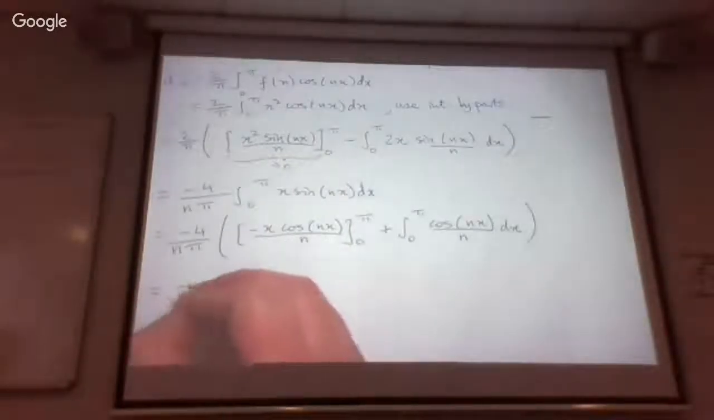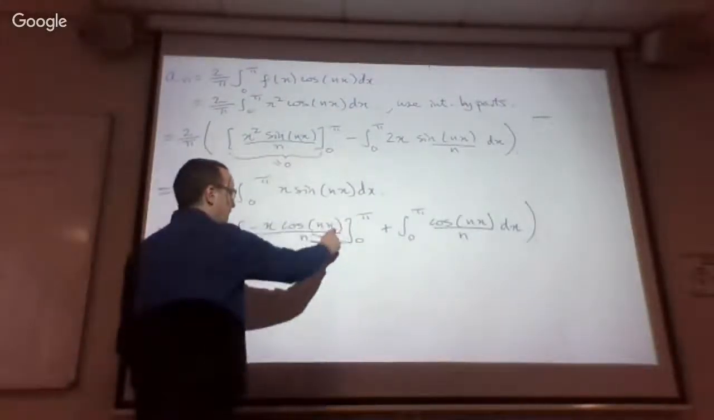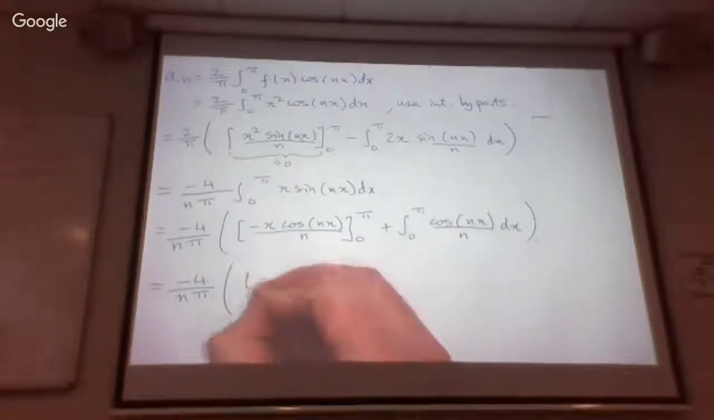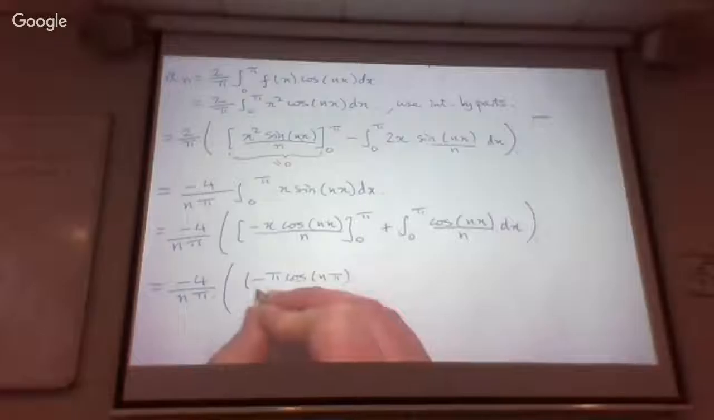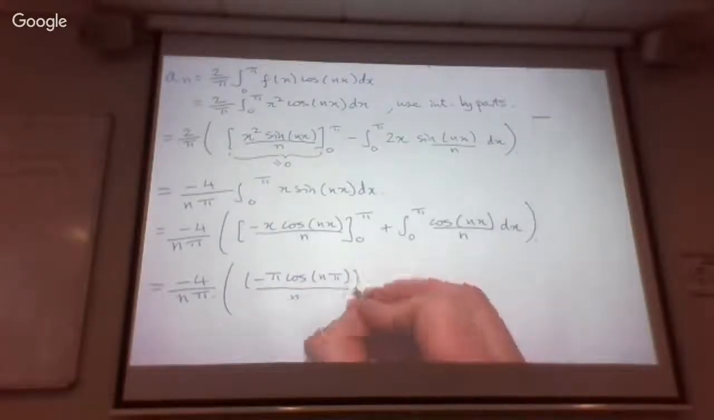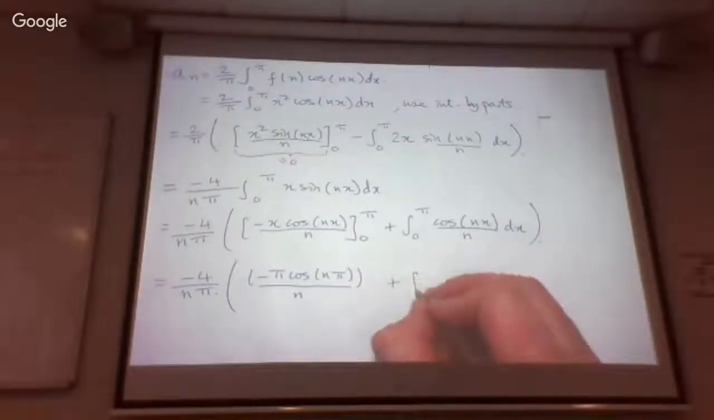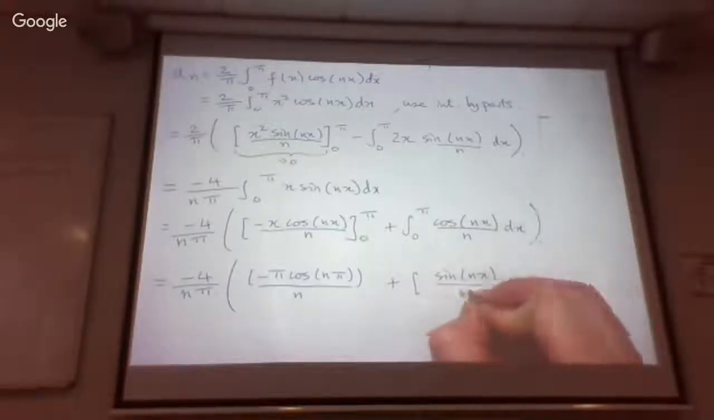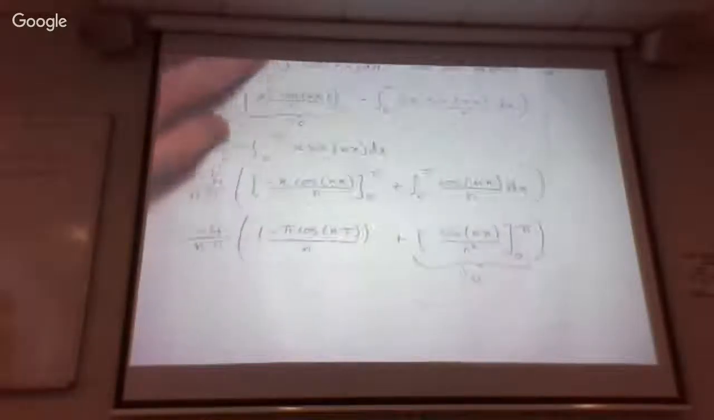Okay, what's happening here? Minus 4 over n pi. When you evaluate this at pi, so pi is going in for x, you're going to get minus pi cosine of n pi all over n. And integrating cosine, well, that's going to give you 0, because integrating cosine gives you sine nx over n, so that goes down squared. But again, you're just evaluating that at 0 and pi. So again, that bit's going to give you 0. So you're just left with this here.